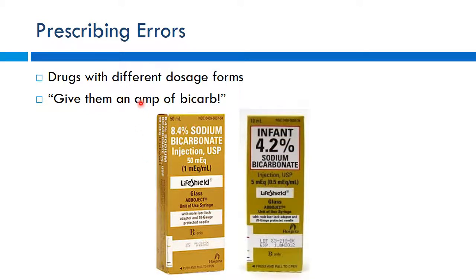Another good example of this is give an amp of bicarb. We have 2 concentrations of bicarb. One is 8.4%, which we use for adults, and one is 4.2%, which we use for kids. The concentration is about half. So if they say give an amp of one versus the other, that can change your dose pretty significantly. So you want to make sure, especially if they want bicarb, that they get the right amount.